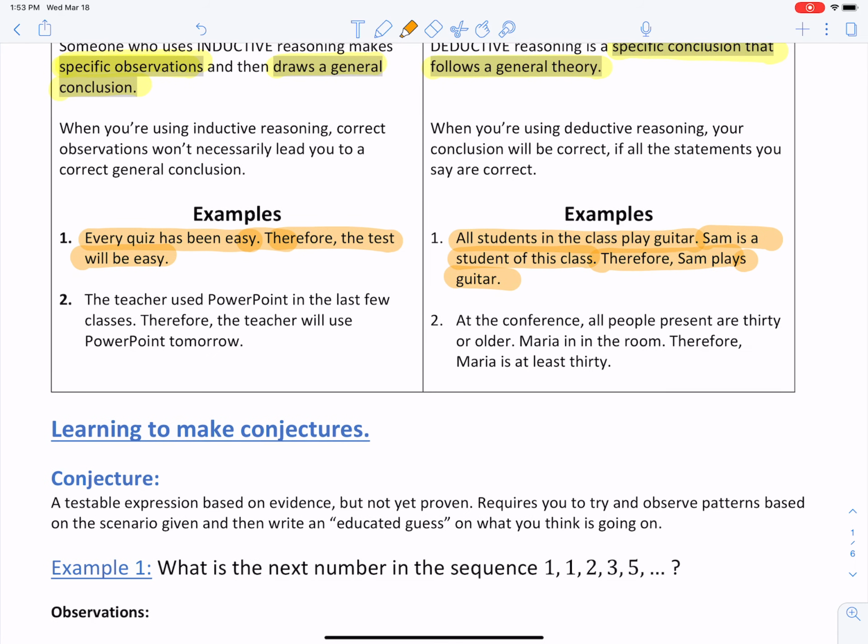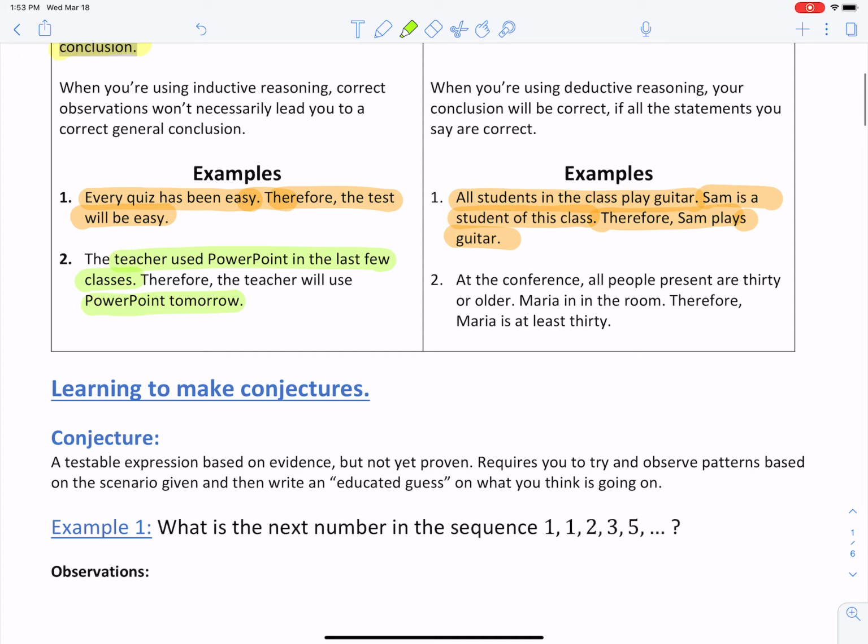Okay. Another example here is the teacher used PowerPoint in the last few classes, therefore the teacher will use PowerPoint tomorrow. That's not going to be true. Obviously, yesterday I was teaching you on the smartboard, and today I'm not. So those are examples of inductive reasoning.